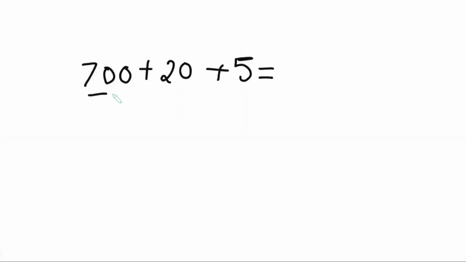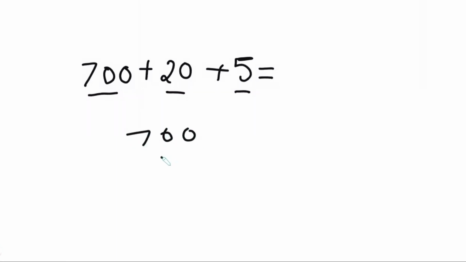So what if I asked you the full amount of 700 plus 20, which is 2 tens, plus 5, which is 5 ones? What's the full amount? What is the total of 700, 20, and 5? How would we work it out? 700, 20, and 5. We can simply write 700.